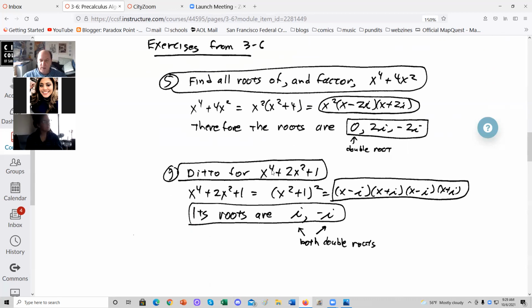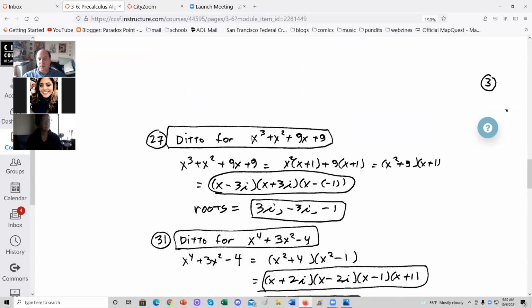Now let's factor x to the fourth plus 2x squared plus 1. That's the square of x squared plus 1. And x squared plus 1 is x minus i times x plus i. Since it's squared, you again get x minus i times x plus i. So here's the factorization: x minus i twice, x plus i twice. So the roots are x equal to i or x equal to negative i, and both of these are double roots. Counting 2 plus 2, that makes 4 roots, and that fits this fourth degree polynomial.